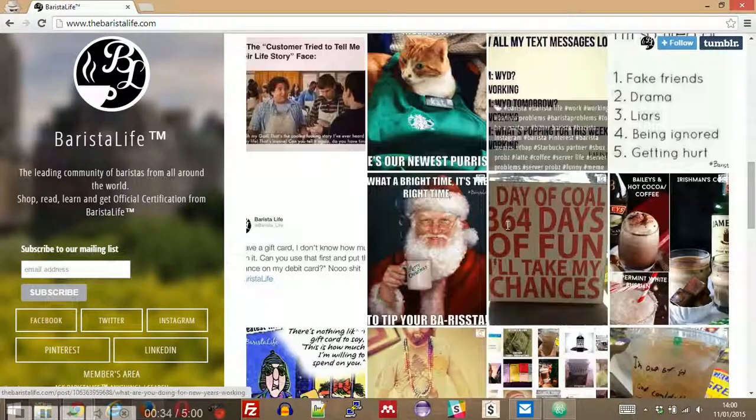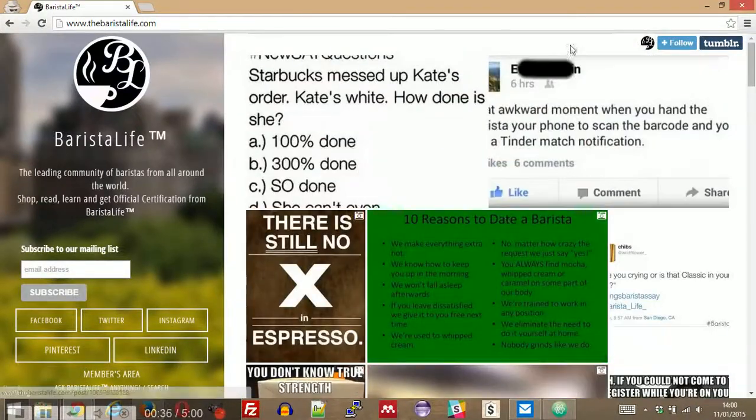But it looks... Okay, so there's pictures. Here we go. Let's have a look on the left here. So, okay, maybe there's a point there, that my attention is drawn to the right instead of the left, and you want my attention to be on the left because that's where you describe what you do. Barista Life, TM. Trademark? Is it a trademark? Have you registered it? The leading community of baristas from all around the world. Shop, read, learn, and get official certification from Barista Life, TM.